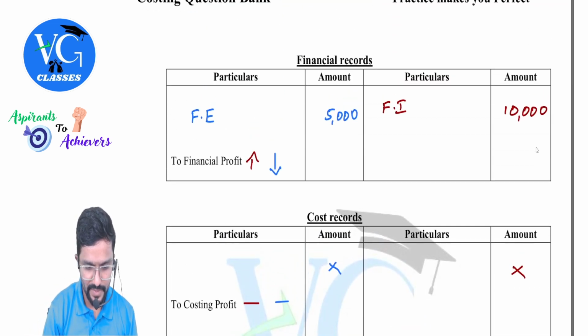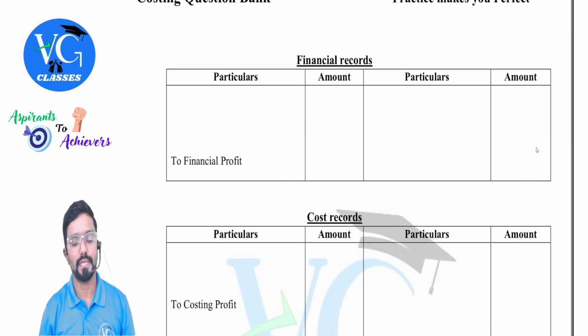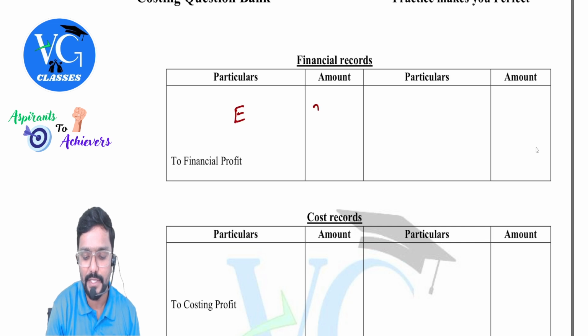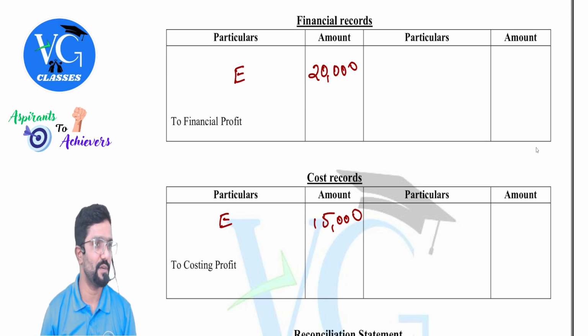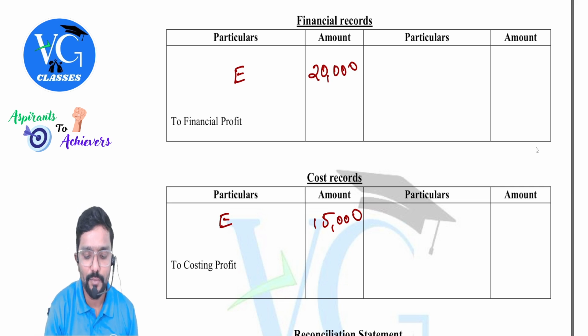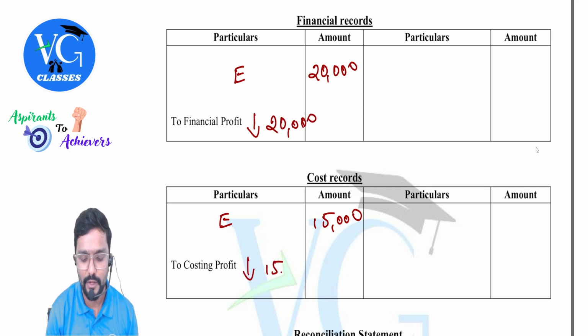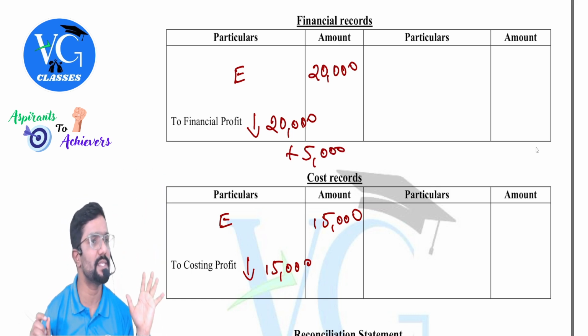Listen. Let me just erase all this. Listen. Assume there is an expense which is recorded here as 20,000, whereas in cost books we have recorded only 15,000. We call it under absorption in cost books, or under recorded. Now listen. Sir, because of this, my financial profit has gone down by 20,000, whereas my costing profit has gone down by only 15,000. So here the difference is how much? 5,000. Correct. I mean, extra debit is 5,000 in simple terms.